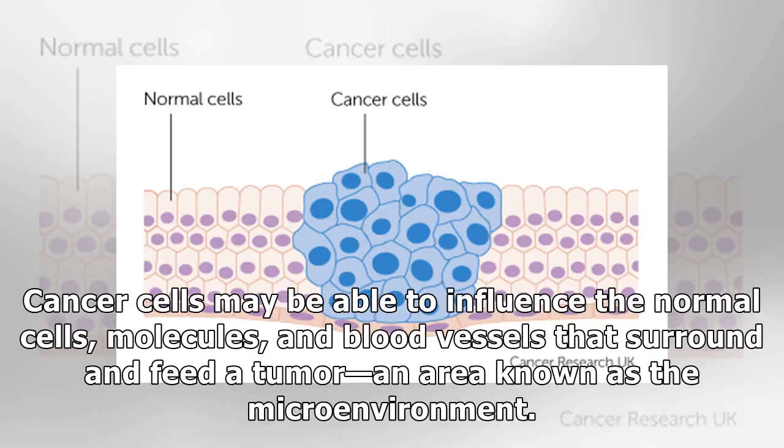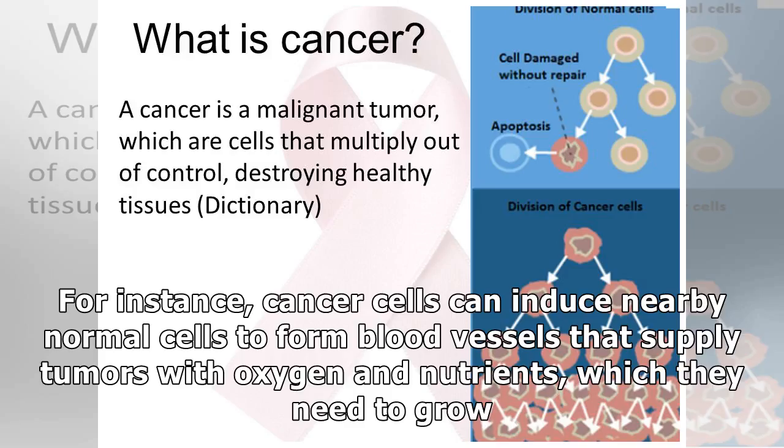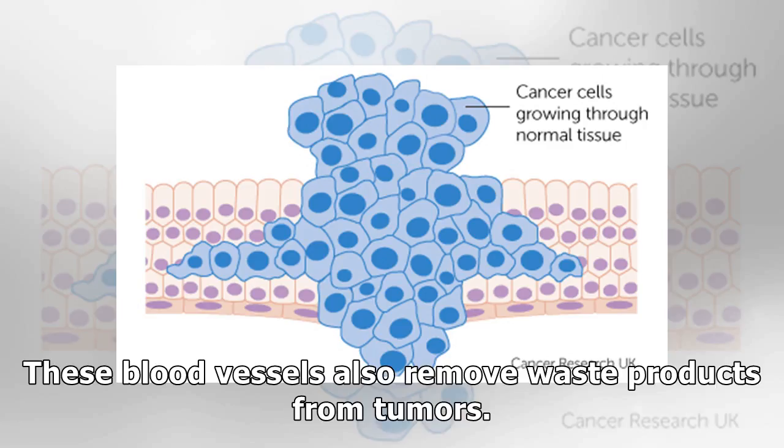Cancer cells may be able to influence the normal cells, molecules, and blood vessels that surround and feed a tumor, an area known as the microenvironment. For instance, cancer cells can induce nearby normal cells to form blood vessels that supply tumors with oxygen and nutrients, which they need to grow. These blood vessels also remove waste products from tumors.